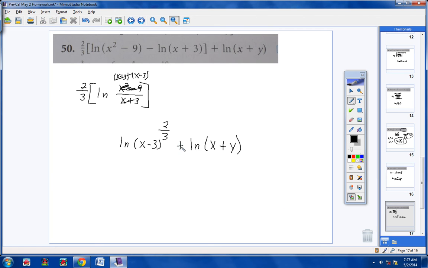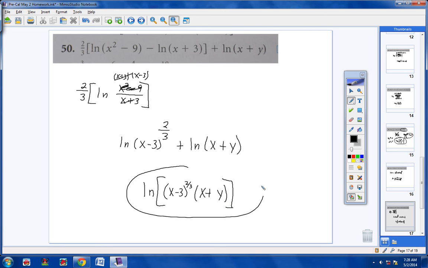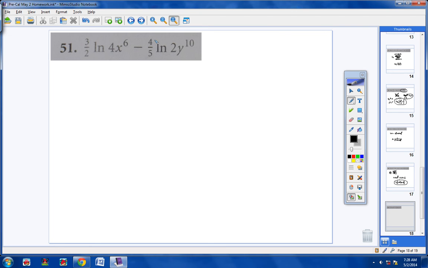Now notice these two are being multiplied, okay, or being added, excuse me. So I'm going to write 1 logarithm, put a bracket, and then I'm going to write x minus 3 to the 2/3 power times x plus y. And again, I really cannot imagine them wanting you to take that any further at all. Okay, that should totally be sufficient. All right, number 50. Moving on to number 51.